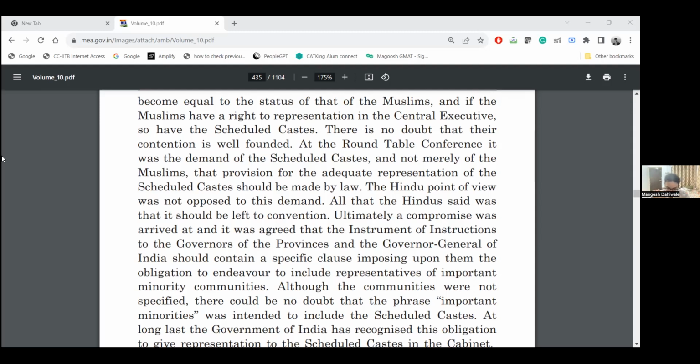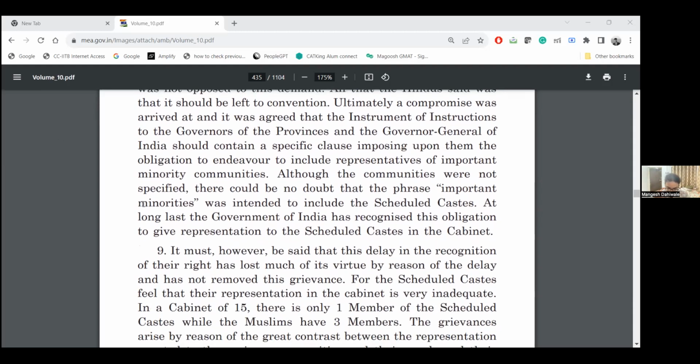So at long last, the government of India has recognized this obligation to give representation to the scheduled caste in the cabinet. So you see, there is a central executive, which was constituted of 141 members. And for the first time, a scheduled caste representation was being given. And that was, of course, Babasaheb Ambedkar, who became a member of the cabinet, the Viceroy's Executive Council. So anything from anybody?